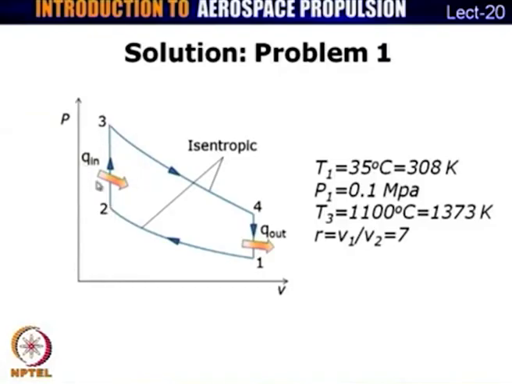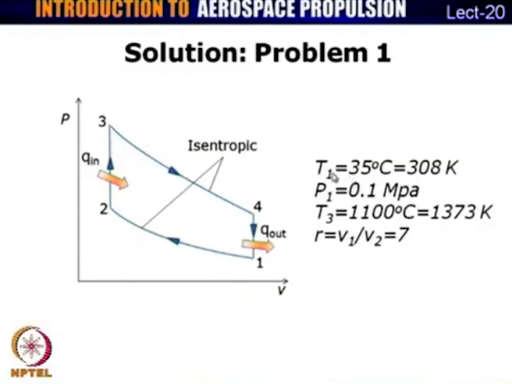So, heat addition Q in takes place at constant volume. At state 3, there is an isentropic expansion, which takes the process to state 4, and at state 4 a constant volume heat rejection, that is Q out, takes place. So, these are the 4 different processes that constitute an Otto cycle, and as I have indicated here, 2 of these processes are isentropic, and we have been specified these temperatures and pressures.